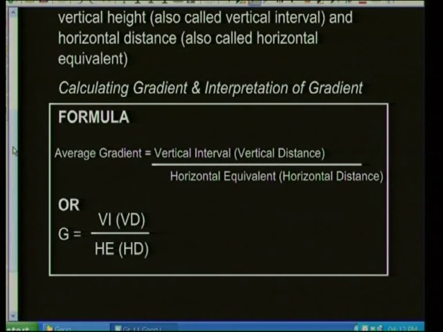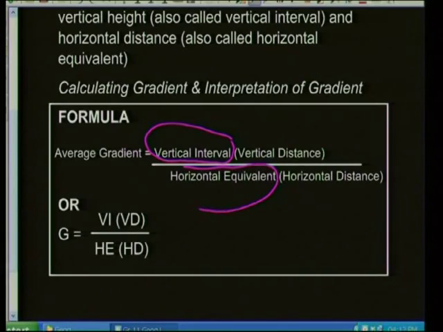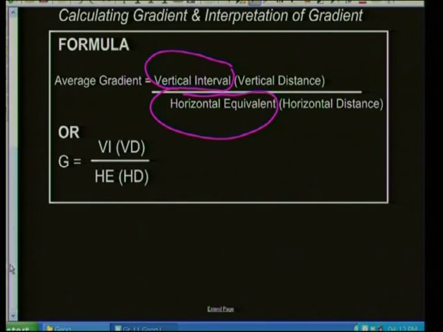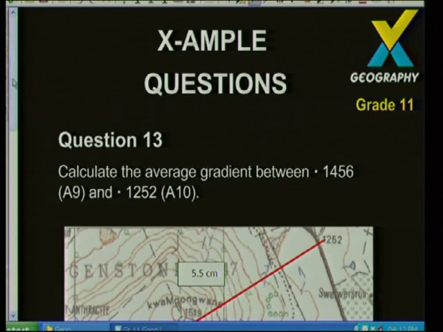The formula for average gradient is vertical interval, which is actually the difference in height between 2 points, and horizontal equivalent, which is the actual distance. All right, so vertical distance and horizontal distance, for short, is VI over HE or VD over HD. All right, let's look at an example.